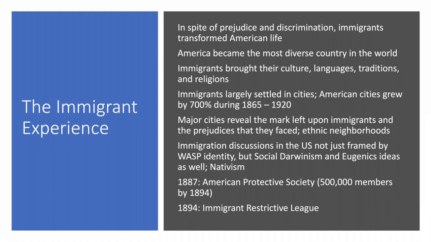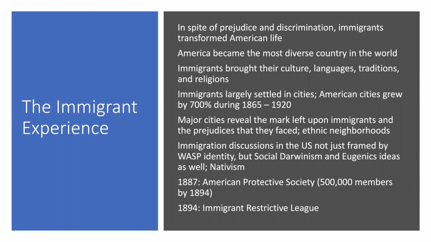Now, in spite of prejudice and discrimination, immigrants profoundly transformed American life. America became the most diverse country in the world because immigrants brought their culture, languages, traditions, and religions in spite of the prejudice. There was simply nothing like America, even in places like Great Britain, which were very multicultural compared to the rest of Europe. But America was simply on a different level. There were more languages spoken here, more religions practiced here, more diverse cultural traditions practiced here than any other place in the world.